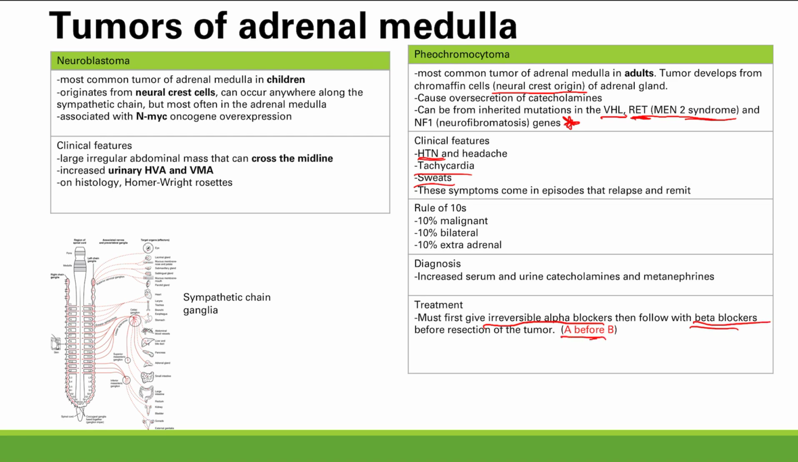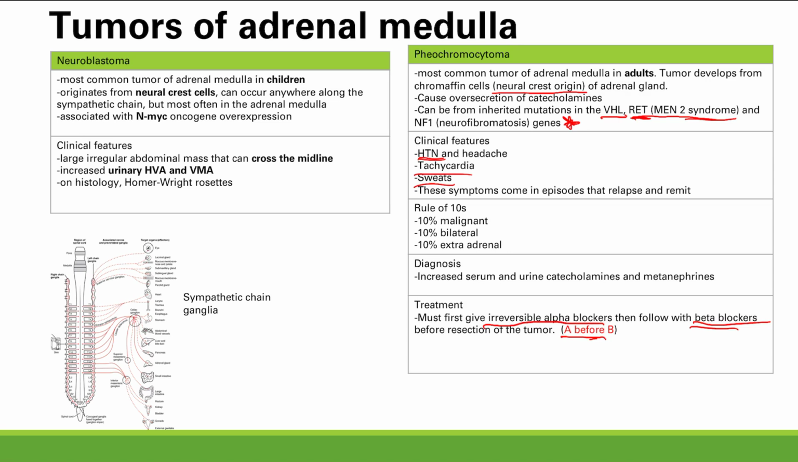And why am I being so picky? Why does it have to be A before B? Well, let's do a little thought experiment. What happens if you block beta? If you do beta blockers, you have beta blockade, and then remember, the beta is for heart output, the heart contraction.